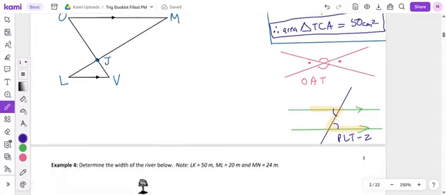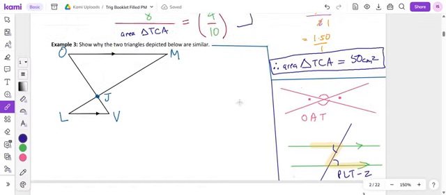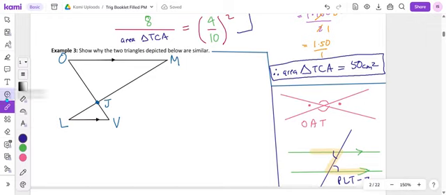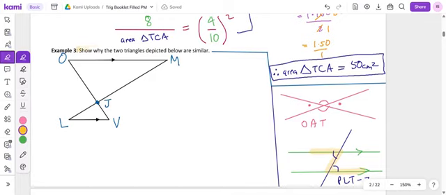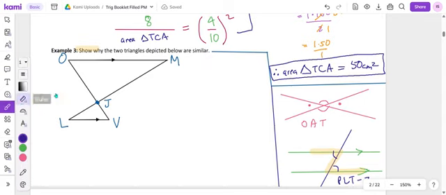All right. Now, we are going to use this review from grade 9 to help us in this question that says, show why, so I have to show why the two triangles are similar. Well, what do we know about why the two triangles are similar? What do we know about similar triangles? All the angles are the same. Okay. So, since, this is how we're going to do it.